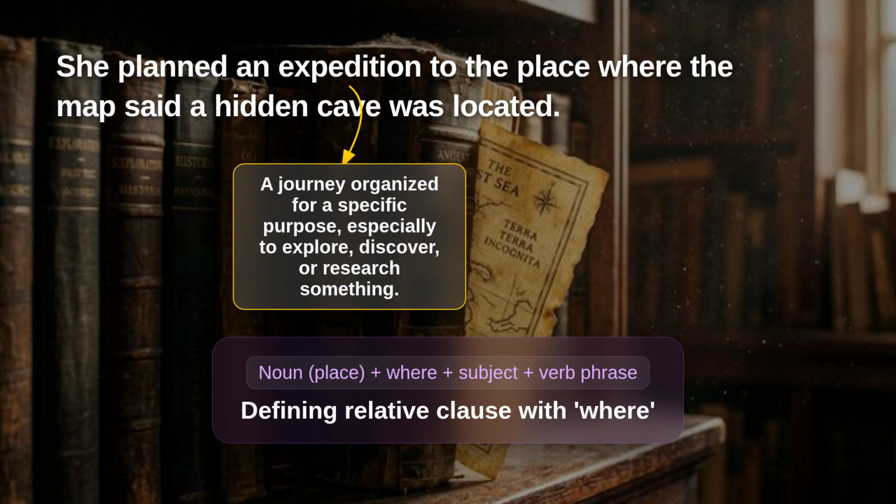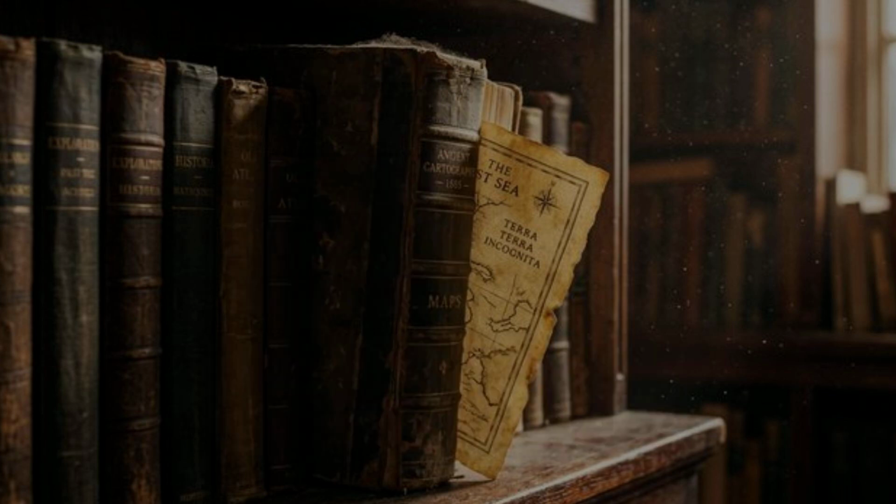And notice, the place where the map said a hidden cave was located. There is a lot happening in this clause. The map said something about a cave being in a specific place. The relative clause puts all that information together in one smooth sentence. This is the power of relative clauses. They connect ideas efficiently.